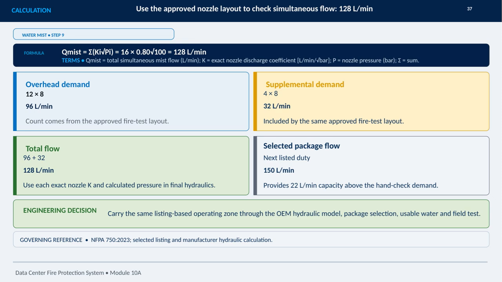summary check. The selected package duty is the next listed rating, 150 liters per minute, providing 22 liters per minute above the calculated demand. The engineering decision is to carry the same listing-based operating zone through the OEM hydraulic model, package selection, usable water check, and field test, in accordance with NFPA 750 and the applicable manufacturer calculation.